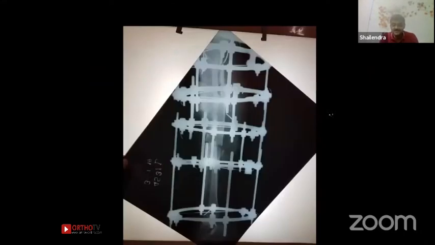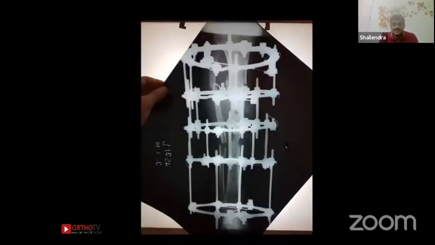Same after removal of the fixator. Then we planned for Ilizarov. A 5-ring was applied. Corticotomy was done in the upper end of the tibia. And after debridement, compression at the fracture site was done.